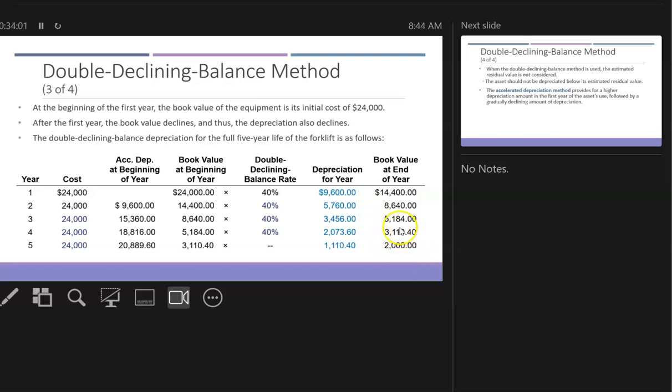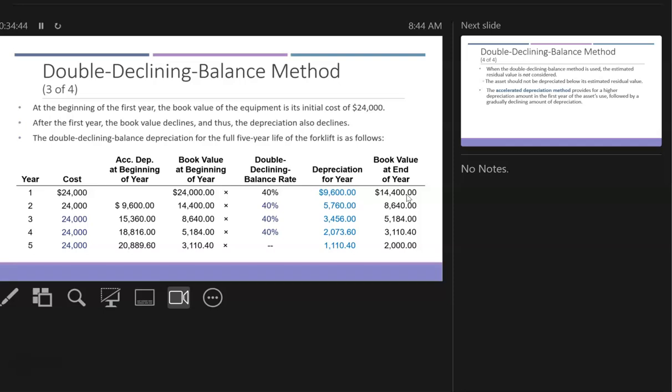Do you see at the end of year 4, our adjusted book value is $3,110. If we took that $3,110 times 40%, wouldn't we have gone below the $2,000 residual value? See, we can't do that. So at the end of the double declining method, we have to make sure we only take enough depreciation to hit the residual value. We can't go below it. Does that make sense? Yes.